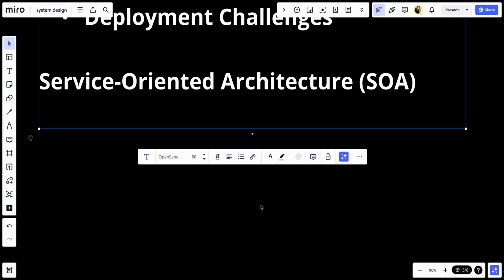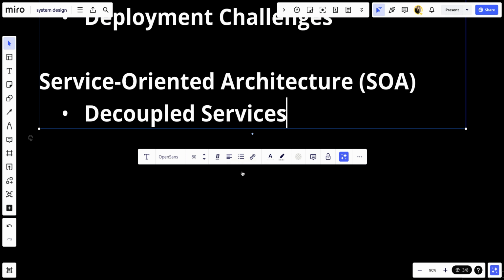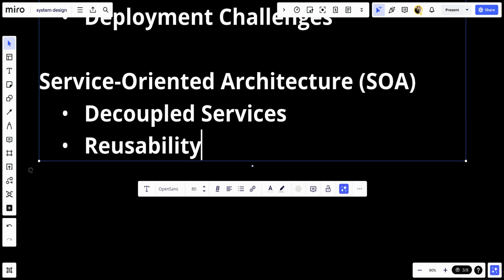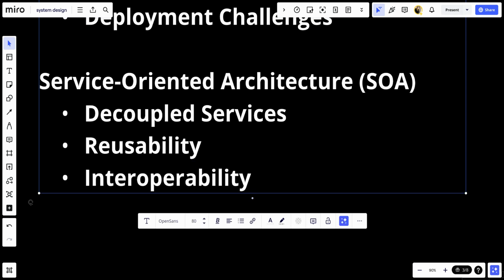First, we have decoupled services. Services are loosely coupled and interact through well-defined interfaces and protocols, typically using SOAP, which is Simple Object Access Protocol, or REST, which is Representational State Transfer. Number two, reusability. Services are designed to be reusable across different applications. And number three, we have interoperability, which supports integration of services built on different technologies and platforms.